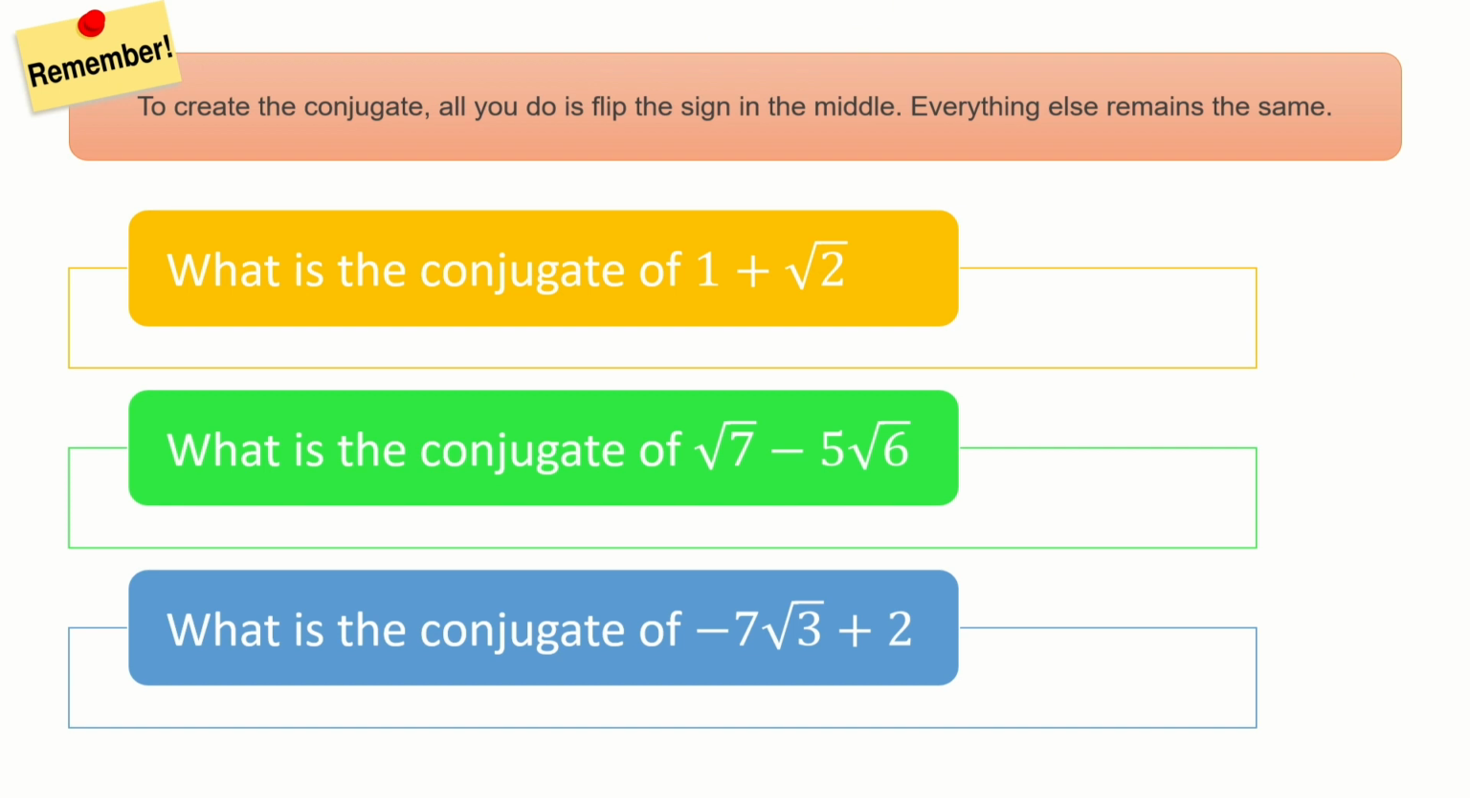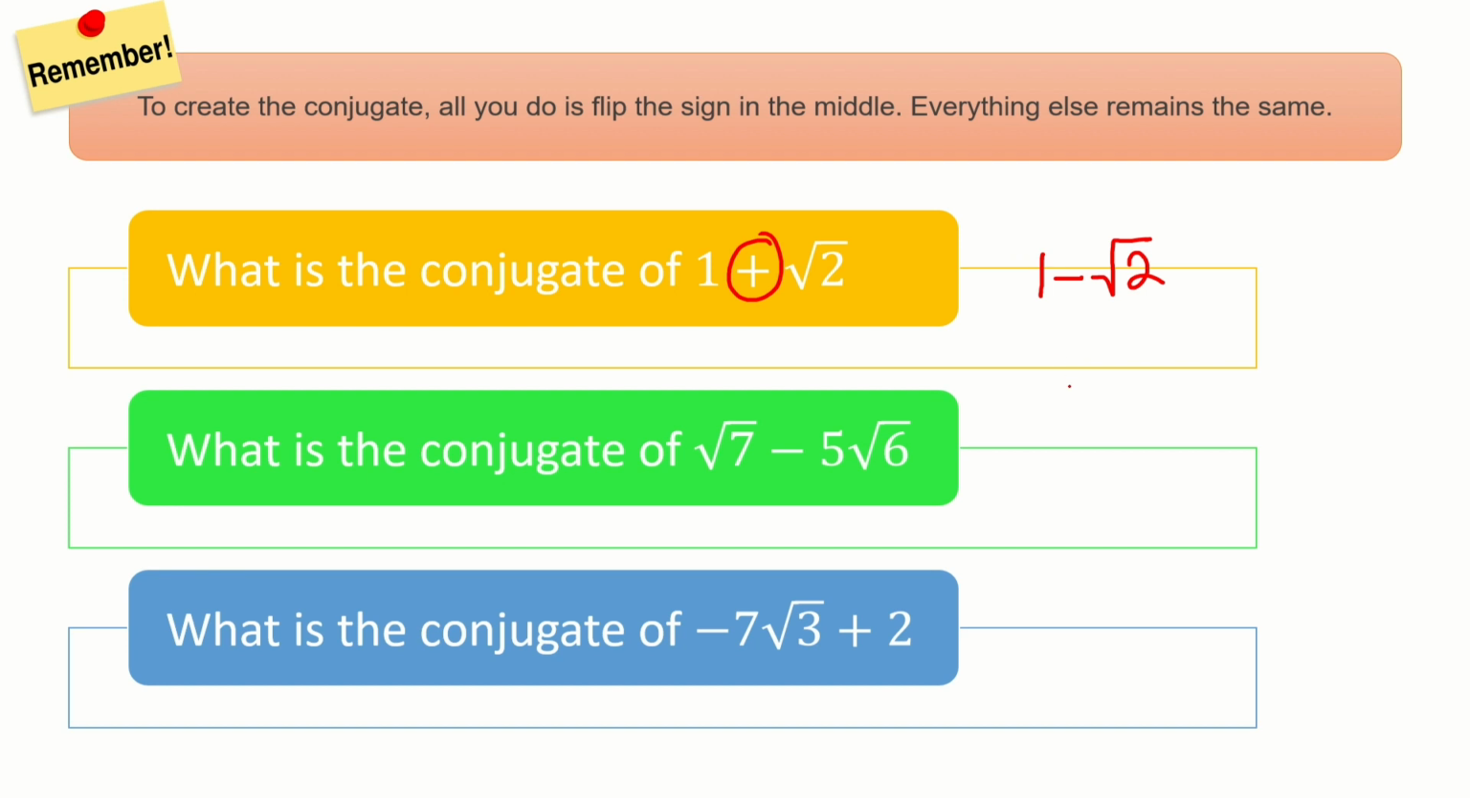So for example, what is the conjugate of 1 plus square root of 2? We will just flip the positive sign. The opposite of positive is negative. The answer here now is 1 minus square root of 2.